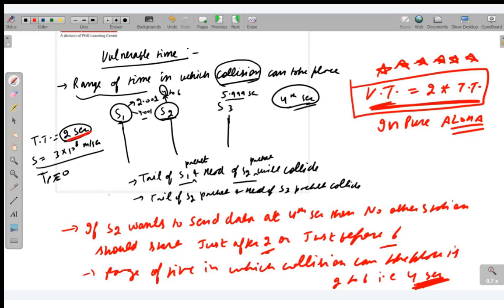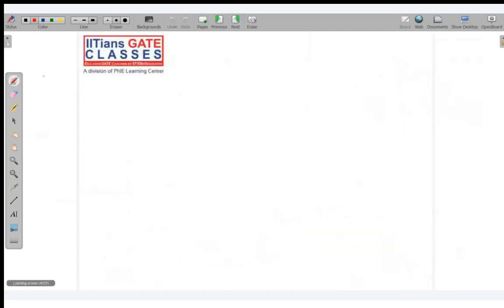So second point, what have you started with? Range of time in which collision can take place is 2 to 6, that is 4 seconds. Okay, so please take a snapshot. So vulnerable time is completed. Now we will do a question.